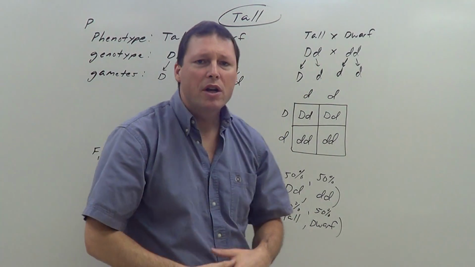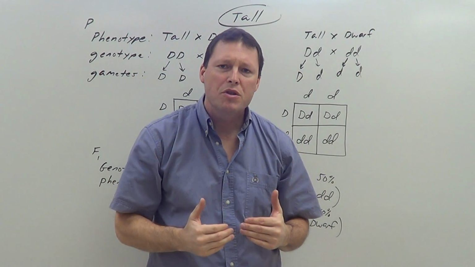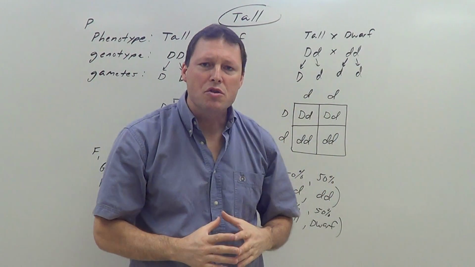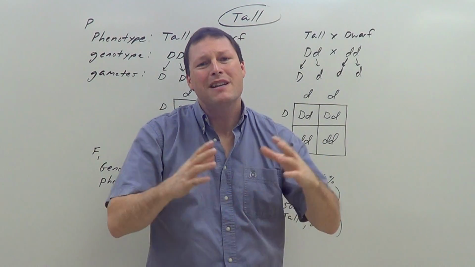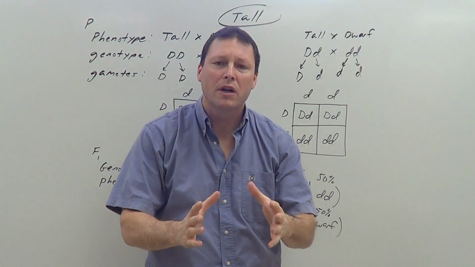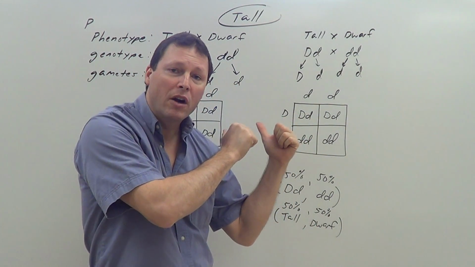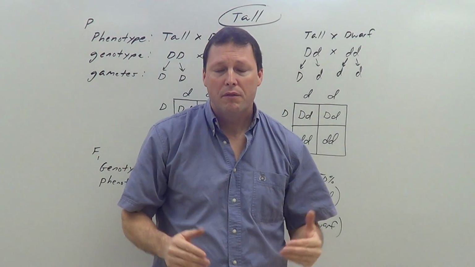And that's how we're going to use a test cross to figure out the unknown genotype of an organism. Now remember, we're just figuring out the genotype for a particular character, not the genotype for everything. Just a particular character. In this case, our character was height. And that's going to be it for test cross.